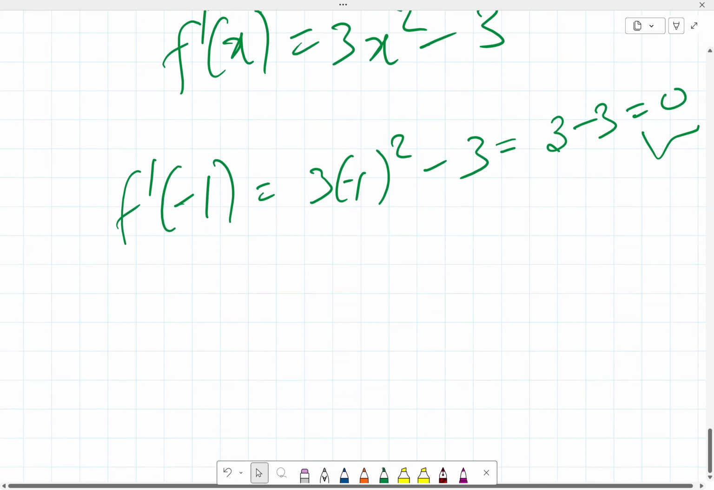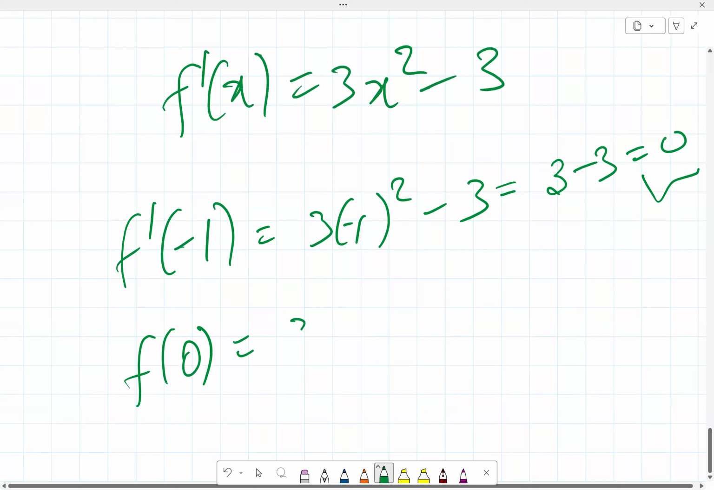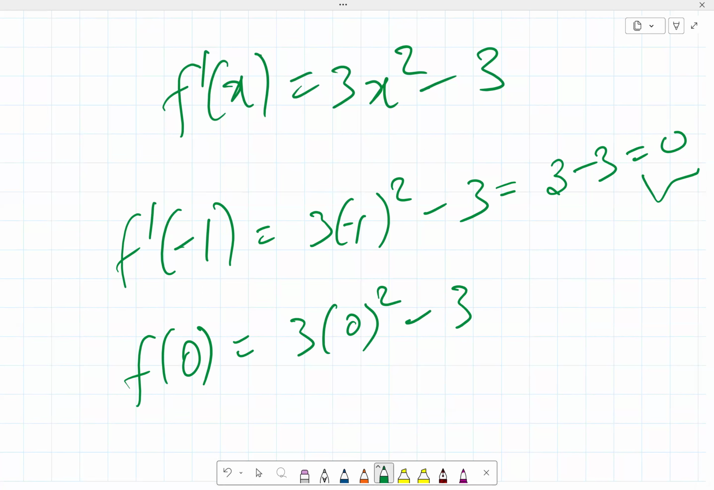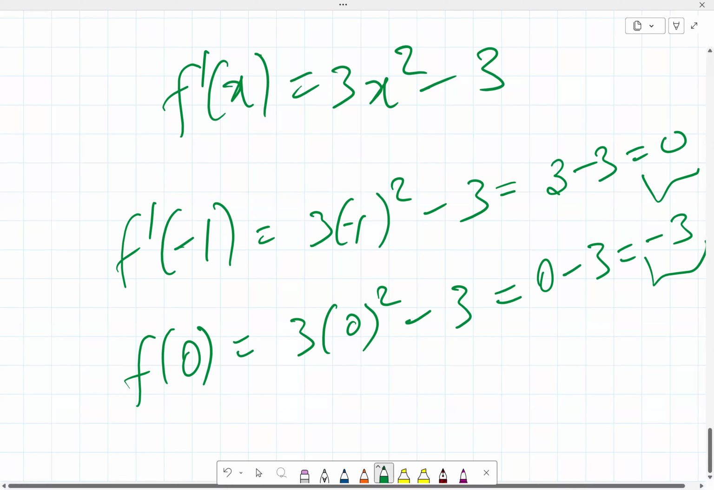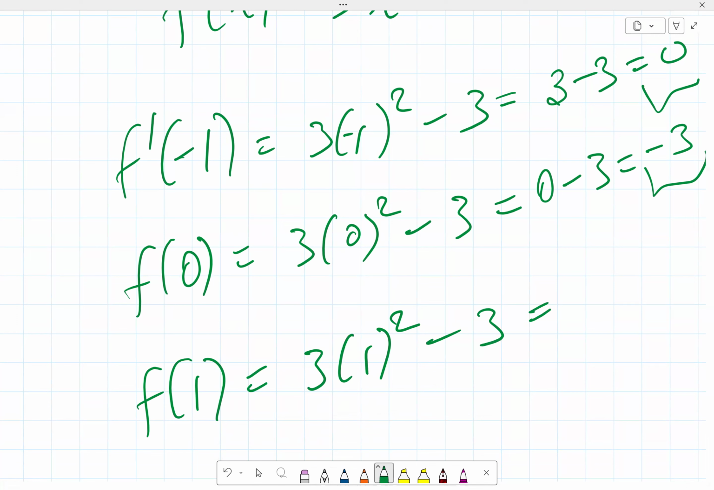So the function is differentiable at -1. Then we take 0. So we have 3 into 0 squared minus 3. And that gives us 0 minus 3, which is minus 3. Minus 3 is also a good answer for sure. And then we have f prime of 1, that is 3 into 1 squared minus 3. So that is 3 minus 3 again, and that is also 0.